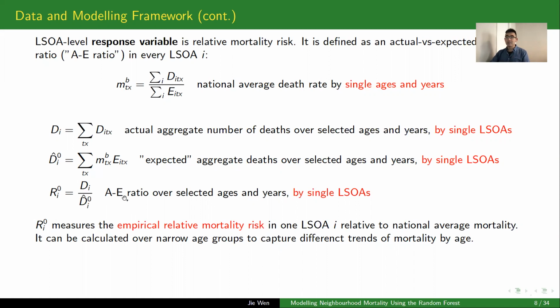This is the actual versus expected ratio over a selected group of ages and years for single RSOAs. From the definition here, we can see that R0 measures the empirical relative mortality risk in one RSOA relative to the national average mortality. If one RSOA has R0 close to 1, that means this RSOA has a mortality risk close to the national average level, and vice versa if another RSOA has R0 much bigger than or much lower than 1.